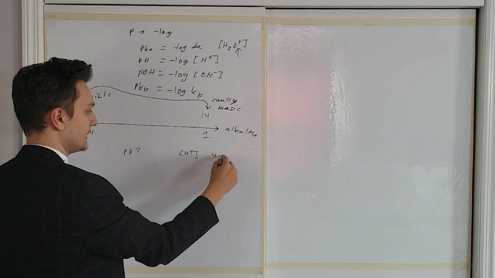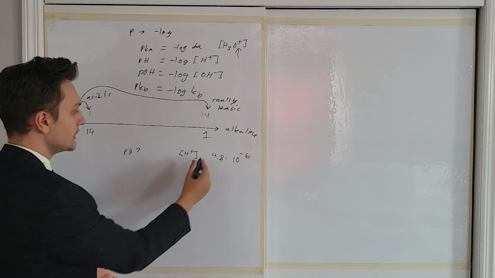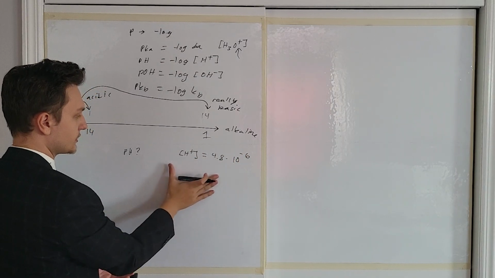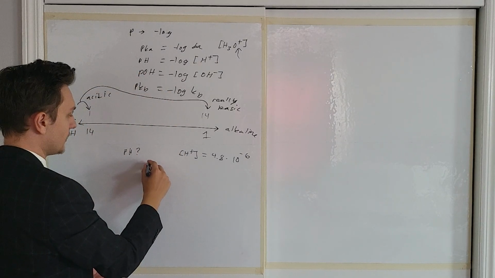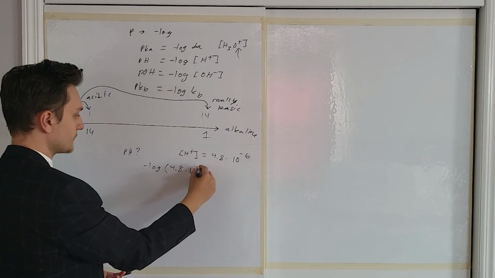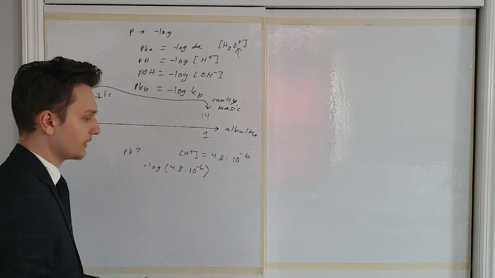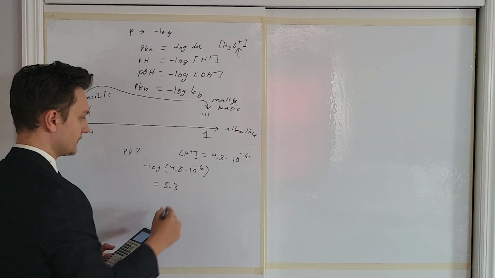If I were to ask you to find the pH of a solution whose acid concentration is 4.8 times 10 to the negative 6, then what you would do is, see, I'm given the concentration of H+, and then to find pH, I would just take the negative log. So I would do the negative log of 4.8 times 10 to the negative 6. I would plug that into my calculator, and then I would get 5.3, okay?